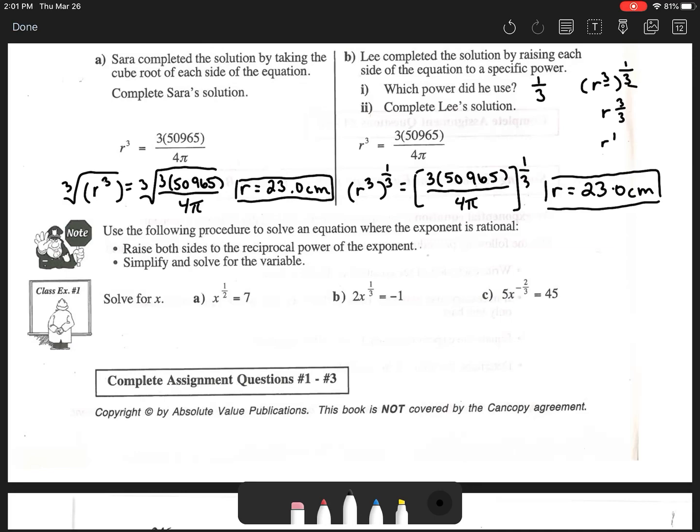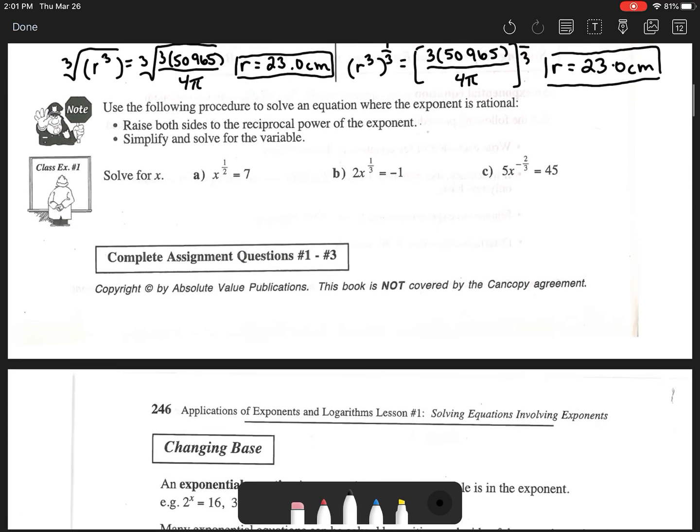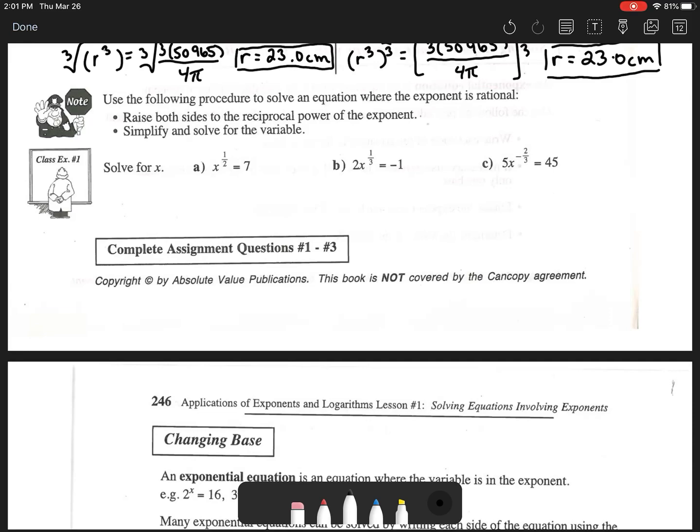Now, the guy at the fake stop sign here again says, use the following procedure to solve an equation where the exponent is rational. Raise both sides to the reciprocal power of the exponent. So again, that means if I had 7, the reciprocal would be 1 over 7. If I have 2 over 3, the exponent would be 3 over 2. And then simplify and solve for the variable.